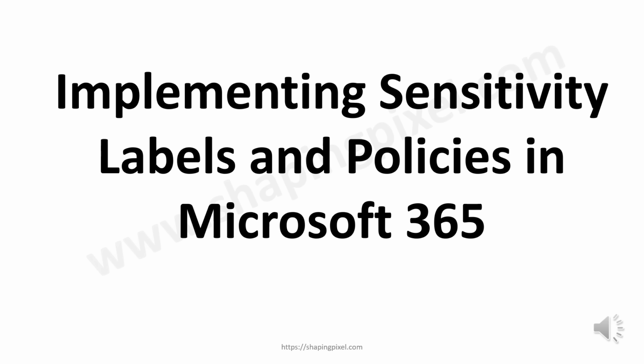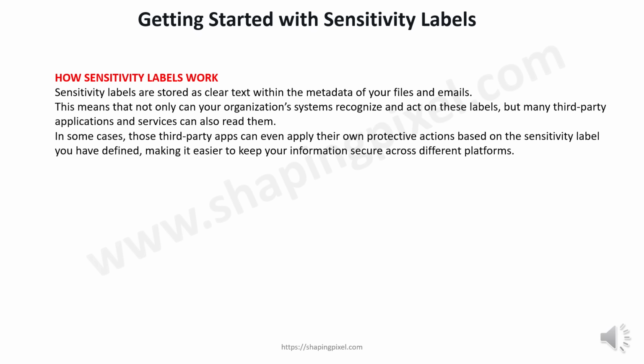Implementing sensitivity labels and policies in Microsoft 365. A sensitivity label is like a digital stamp you apply to your files and emails, helping you organize and protect information based on its sensitivity. These labels are customizable so your organization can create categories that fit its needs, such as personal, public, general, confidential, or highly confidential.